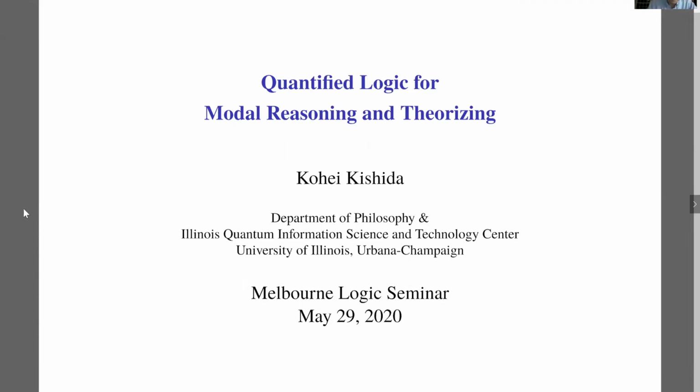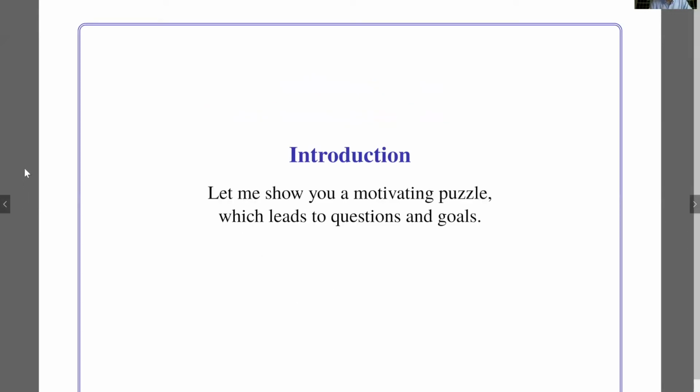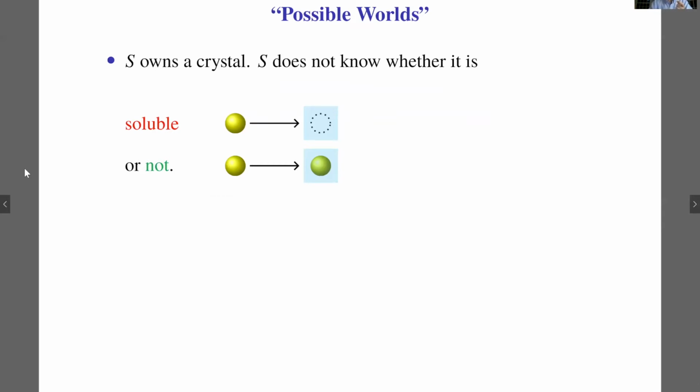Let me start with an introduction in which I use some example and explain what this talk is about, what my project is. So the example involves several crystals and an agent or a cognizer S. Suppose S knows that S owns a crystal, but she doesn't know whether it is soluble or not. We may draw a picture like this to indicate the two epistemic possibilities.